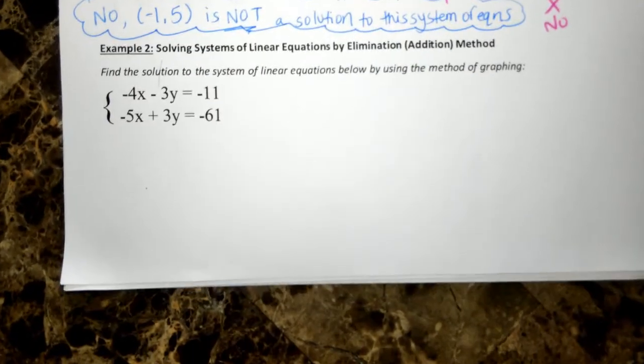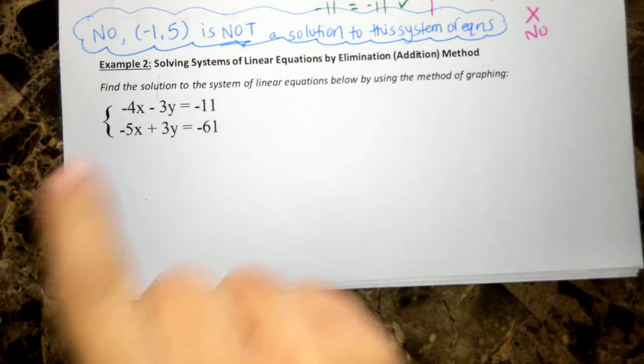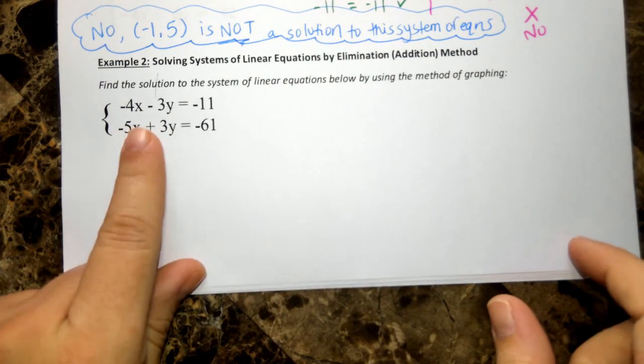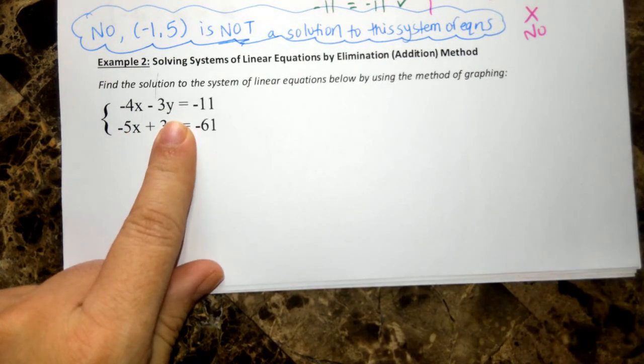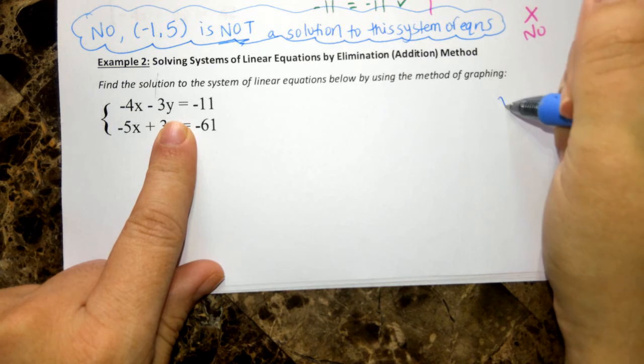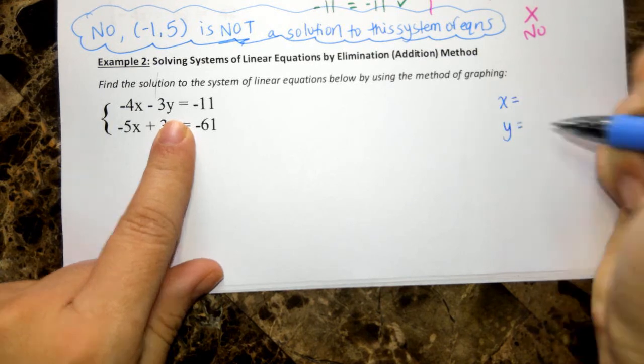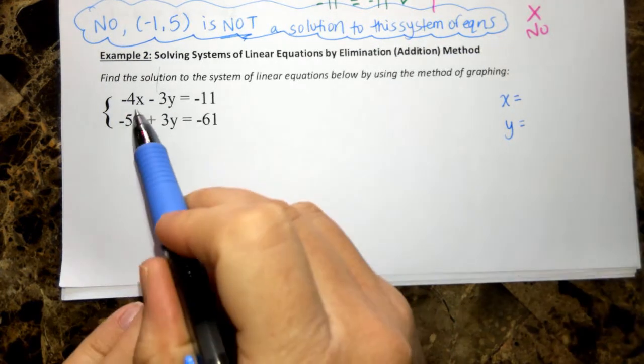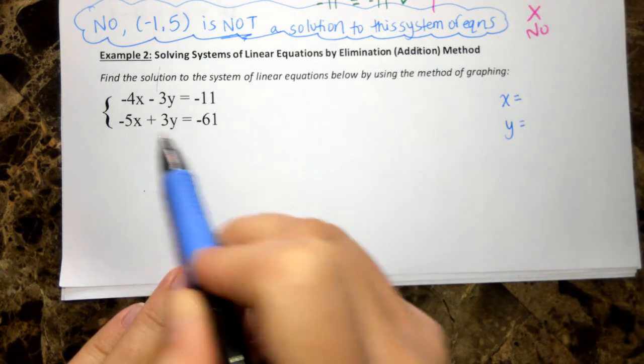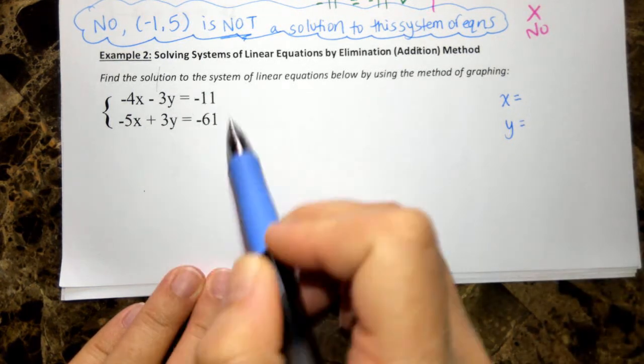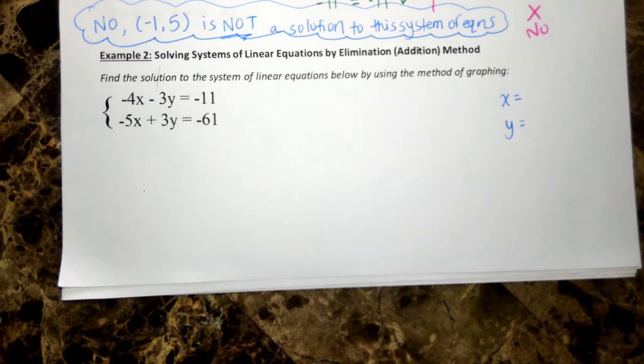Okay, so let's go ahead and do this specific example. Basically the goal is to figure out what does x equal and what does y equal. That is the goal of this problem. So my ultimate goal is to figure out what is x and what is y. What x value can I plug into both of these equations and what y value can I plug into both these equations that'll give me true statements for both.